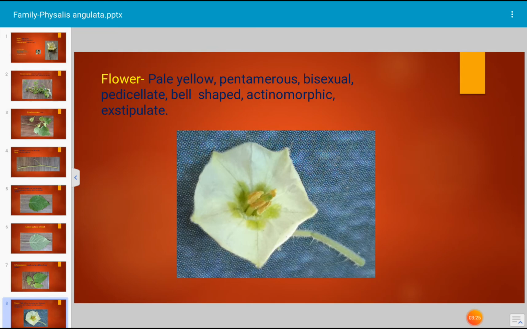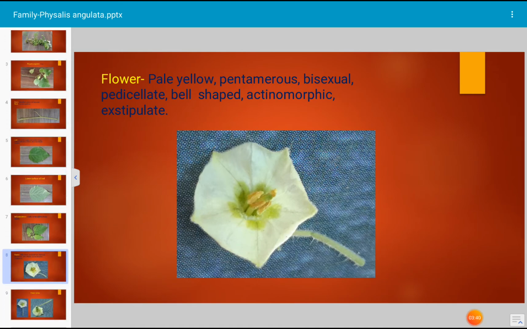Flower stalk of the flower is known as pedicel. If the pedicel is present, then the flower is described as pedicellate. Flower is pedicellate. And it is a bell-shaped flower. Bell-shaped flower is also known as campanulate form of corolla. It is actinomorphic. Actinomorphic means if you divide the flower through any vertical plane into two parts, you get two equal parts. Such a flower is described as actinomorphic. Flower of Physalis angulata is an actinomorphic flower.